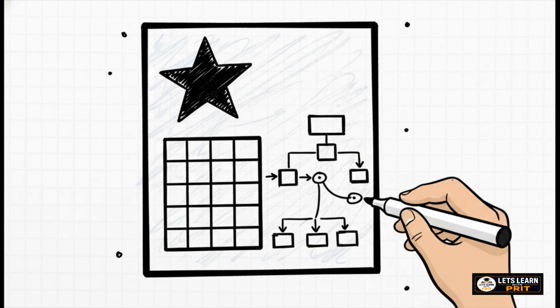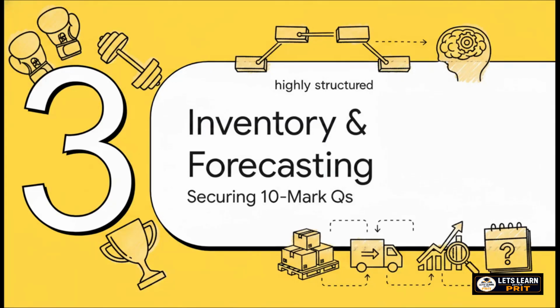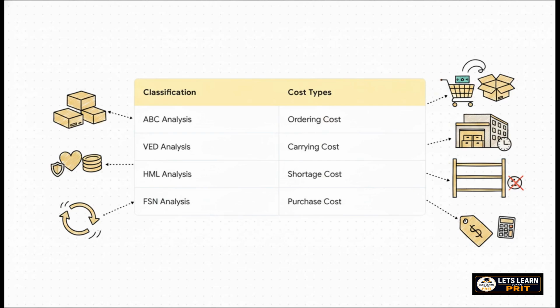OSCM is a super scoring subject if your presentation is clean. All right, deep breath. Section 3, inventory and demand forecasting. This is how we secure those big 10-mark questions. Do not let the 10 markers scare you. They are highly structured. For inventory classification, explain the techniques.